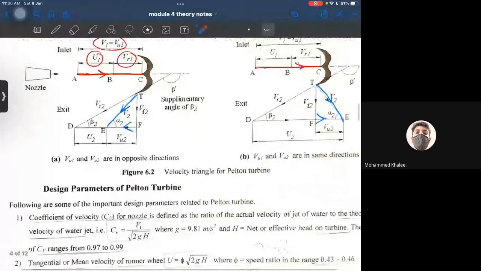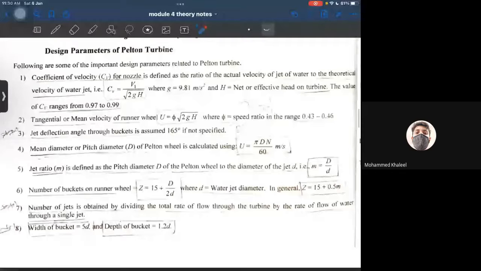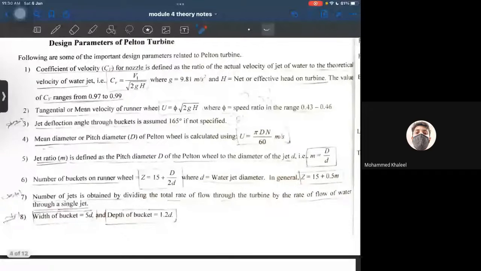Next, I told you there are a few formulas that have to be learned in the case of design of Pelton wheel, isn't it? So around 9 to 10 formulas have to be learned, I told you, correct? Yes, sir. The same formulas are there here. I'll try to explain them to you one by one.